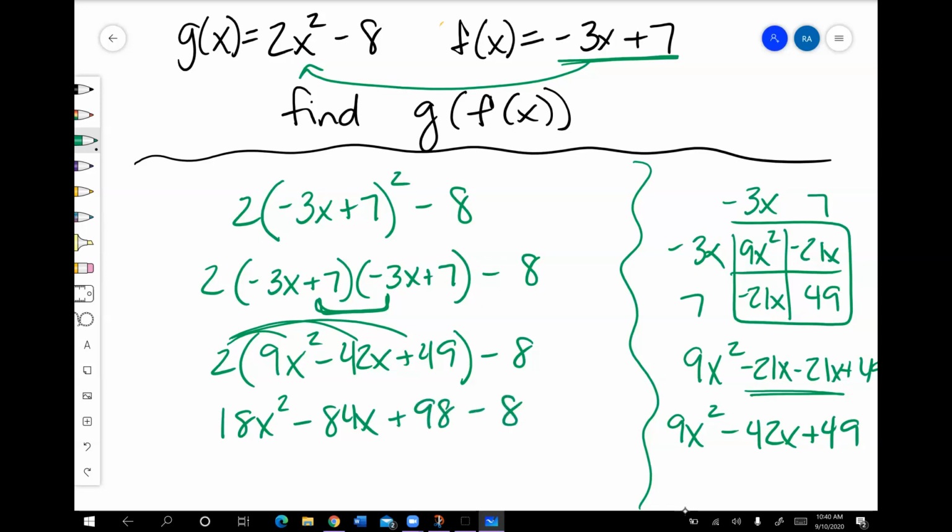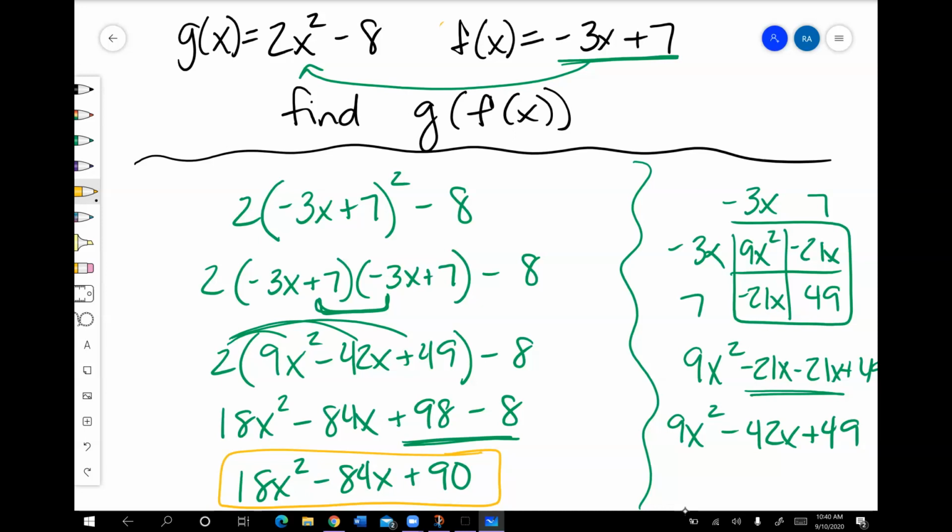Okay? And the only thing that I can combine here are these last 2 numbers. So I have 18x squared minus 84x, and that's going to be a plus 90. And that is your final answer. That is your composite function. Okay?